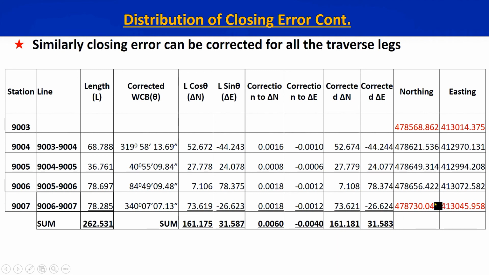Finally, after doing this calculation, you should get the same control point coordinates of 9007, because you need to end the traverse at 9007. So you should get the same actual GPS coordinates after distributing the error. So that's how we do a closed link traverse using a total station.